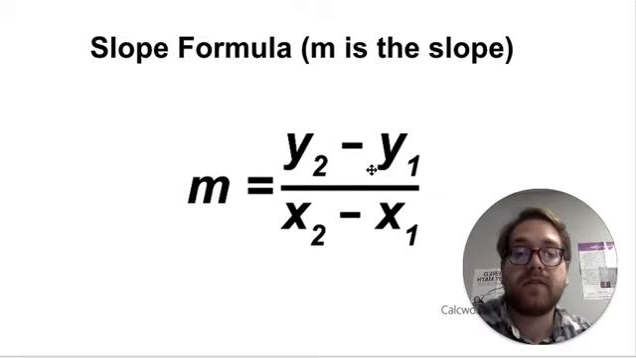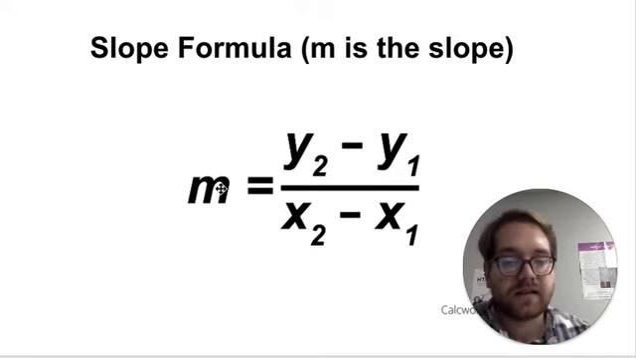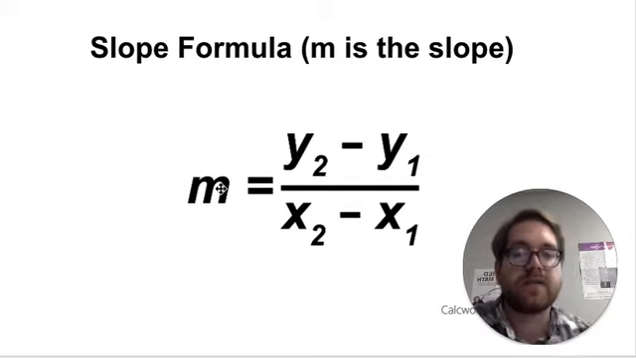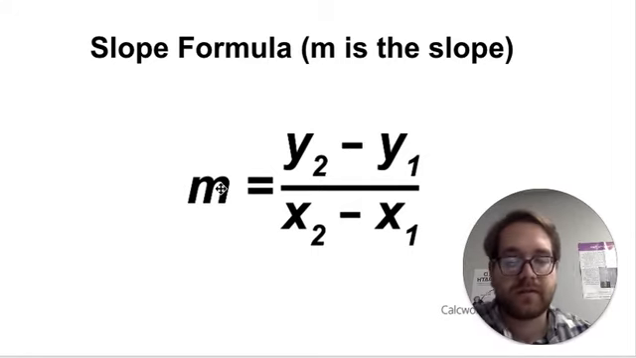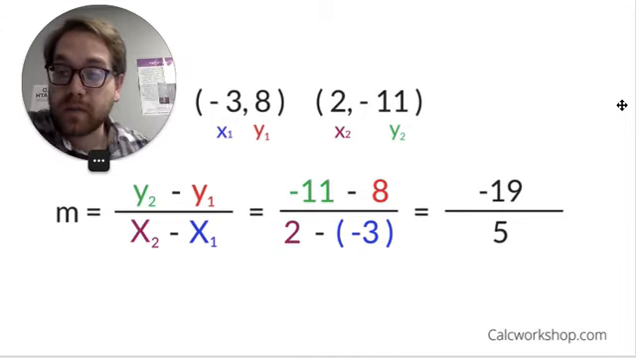So we have x sub 1 and y sub 1 and x sub 2, y sub 2. Those are 2 different coordinate points. And then we find the difference in the y's and the difference in the x's, and that gives us the slope. How much does it rise and how much does it run? How much does it go up and down? How much does it go left and right? Okay, that's the slope.